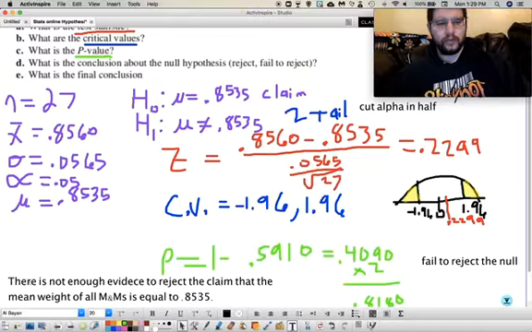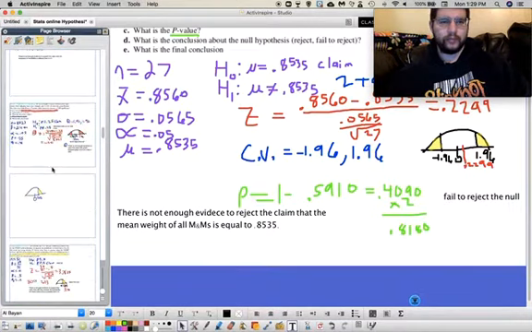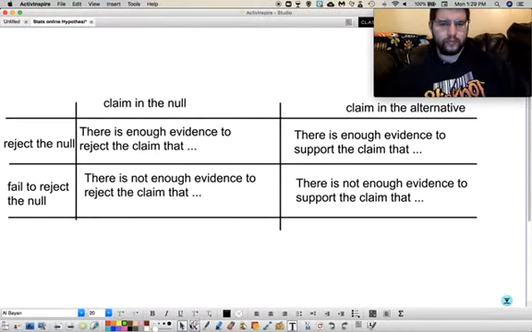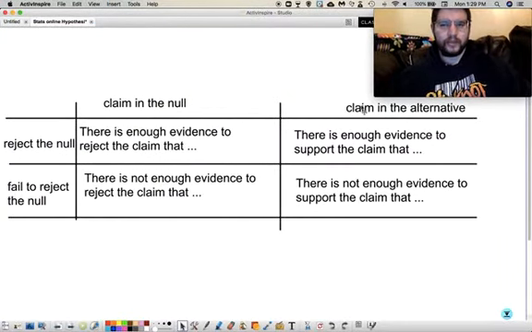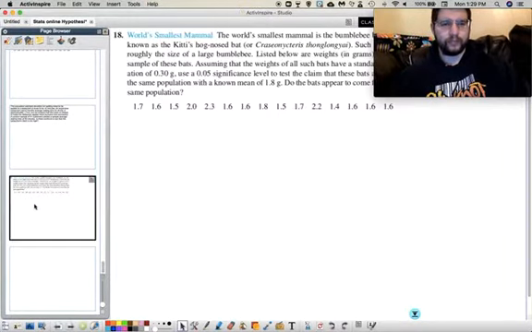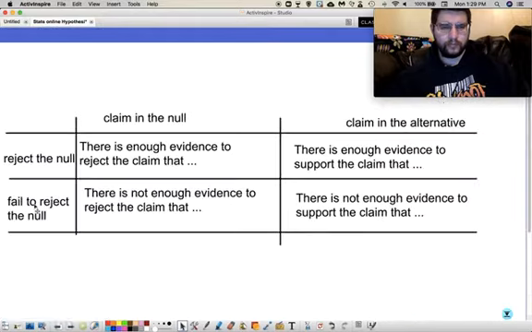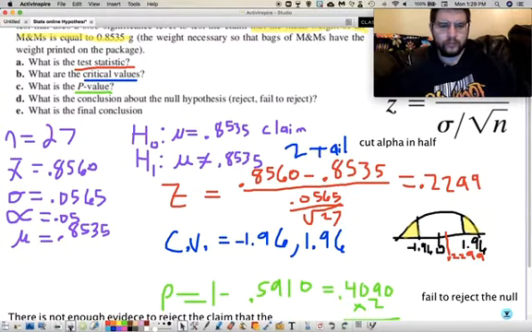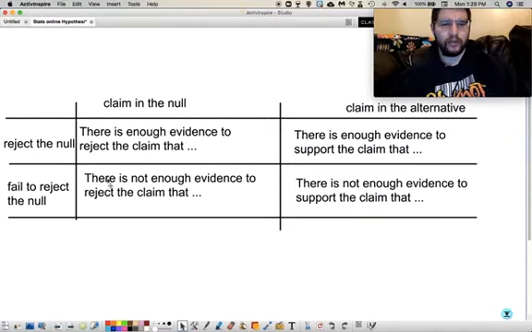So if you don't know how to get this statement right here, you need to go back and look at this chart. It depends on where the claim is, the null or the alternative, and whether or not we reject or fail to reject the null. That is what you use to write your conclusion every single time. So in this case, our claim was in the null, we failed to reject the null. That's why: claim in the null, fail to reject the null, there's not enough evidence to reject the claim.